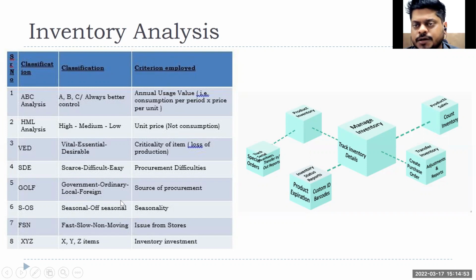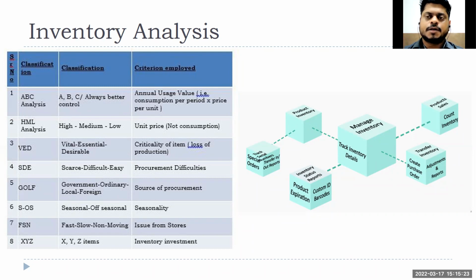GOLF: government, ordinary, local, foreign, again, where you are purchasing from, right? Whether you are importing it, or ordinary items, regular items, local, then foreign, right? Or you are purchasing it from government agencies, right? So, like I said, or I don't know whether I mentioned it or not, most of the government organizations want to promote local agencies. They want to promote the national companies, right? So sometimes when they're purchasing from medium and small scale industries, they provide some price discount to them, right?